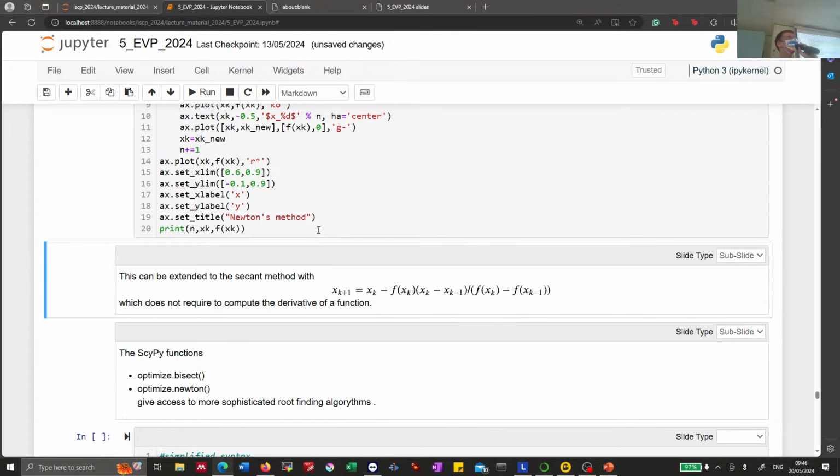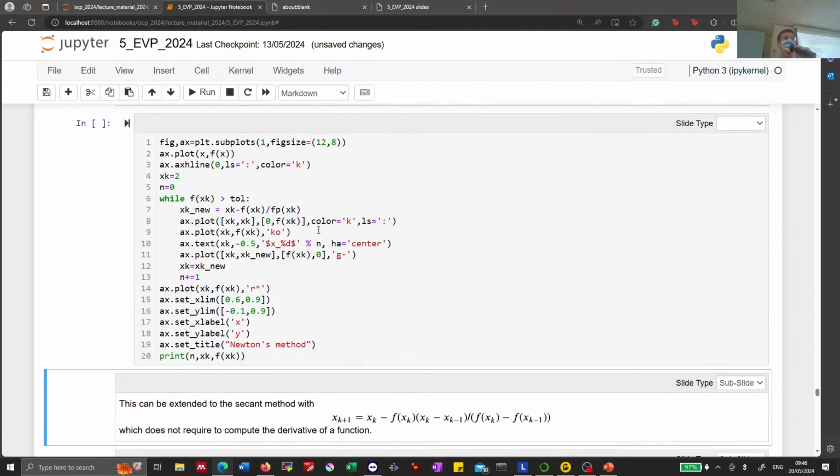So 16 students here today, very good. It's like double from last time.